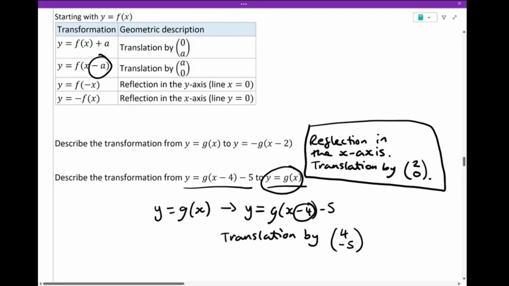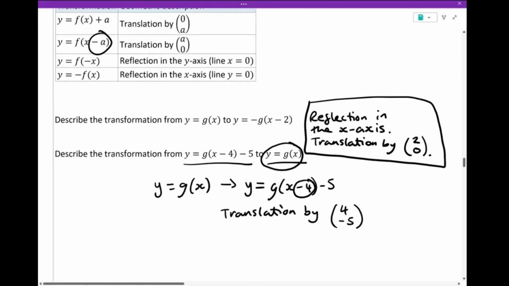However, remember, we want to go in the inverse direction. So this translation by (4, negative 5) is taking me from y equals g of x to y equals g of x subtract 4, subtract 5. Okay, if we want to go in the right direction, which the question is asking for, then we need to do the inverse of this transformation. So the inverse of this vector.